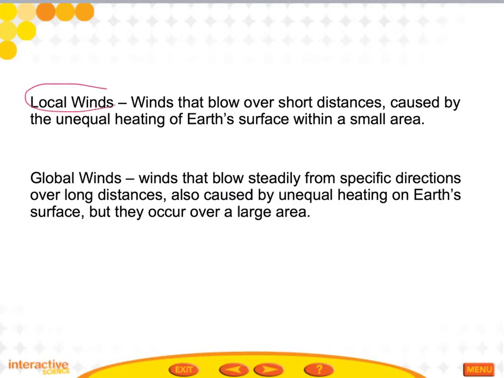Local winds, that's our next thing we're going to talk about. These are the ones that blow over short distances. This is a key word here, short distances, and it's caused by an unequal heating of Earth's surface within a small area. Another key word there is the small area right there. Okay, now a couple examples of these are sea breezes.